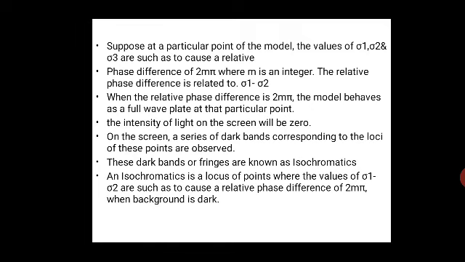Suppose the phase difference in the model is 2m pi. The model then behaves as a full wave plate at that point, and the light incident on the screen will be zero. There is no emission of light on the screen. Because of this, you can observe on the screen only a series of small dark bands corresponding to the locus of all such points.